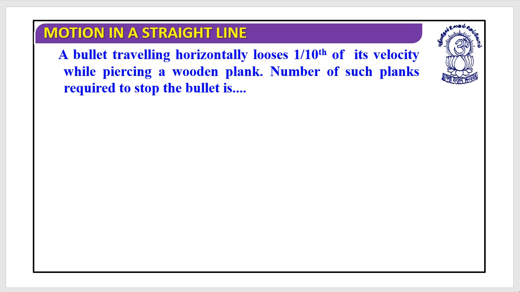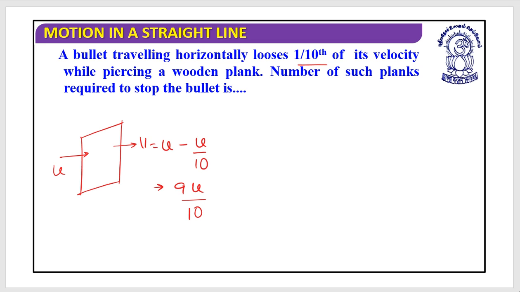But let me help you guys with hints. That means they want us to do this kind of thing. It's one of the planks, and this bullet is entering with u, and the bullet is leaving such that 1/10th of its velocity is lost. This is u minus u by 10, and if I perform this, it would be 9u by 10. What they want is the number of such planks required to stop the bullet.